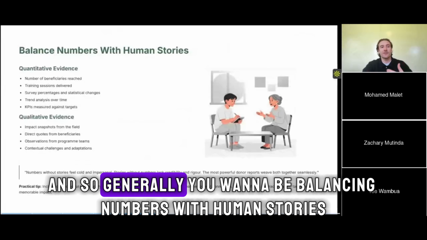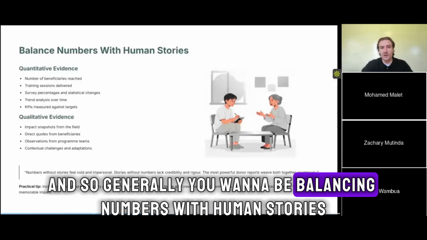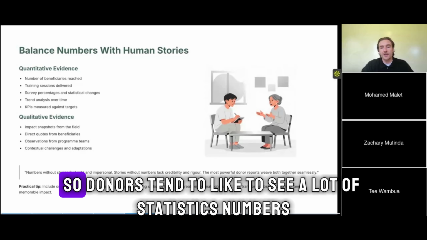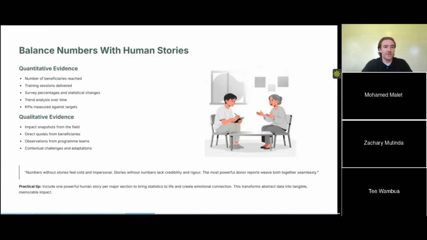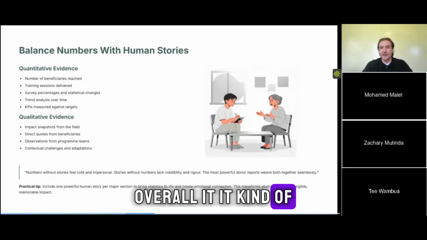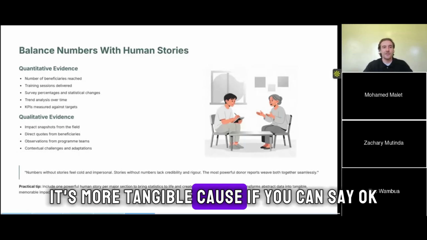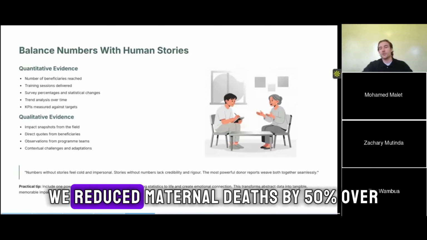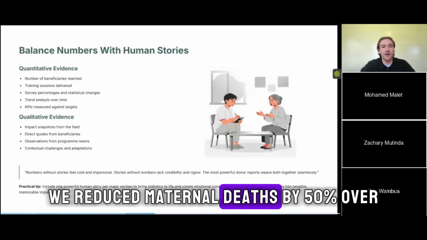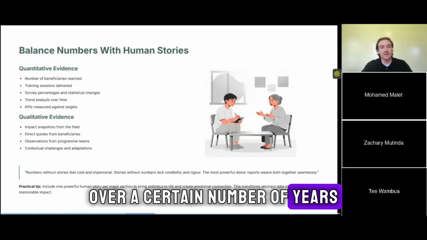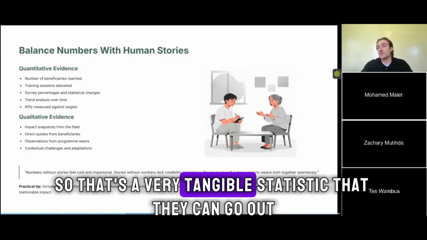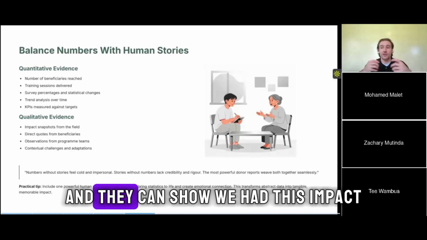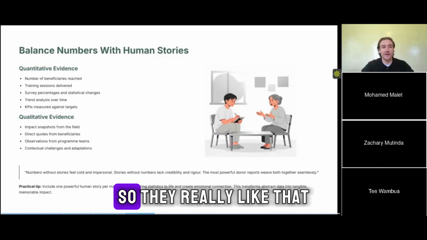Yes, and so generally you want to be balancing numbers with human stories. Donors tend to like to see a lot of statistics, numbers. Overall it's more tangible, because if you can say, okay, we reduced maternal deaths by 50% over a certain number of years, that's a very tangible statistic that they can go out and show we had this impact. So they really like that.